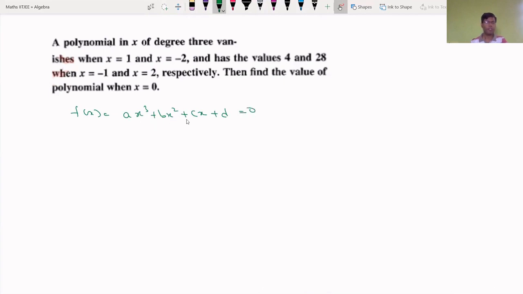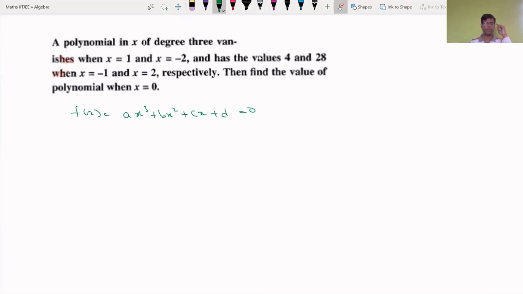So he says that this particular equation vanishes when x is equal to 1 and x is equal to minus 2. So one way we can do is we can put the value of x as 1 and we can put the value of x as minus 2, and then we get two relations in a, b, c, d. And then we can put x is equal to minus 1 and the value equal to 4, and we can put x is equal to 2 and the value equal to 28, and then we get 4 equations and 4 unknowns. Just like the previous question, we can again solve in a similar way. So that's one way of doing it.